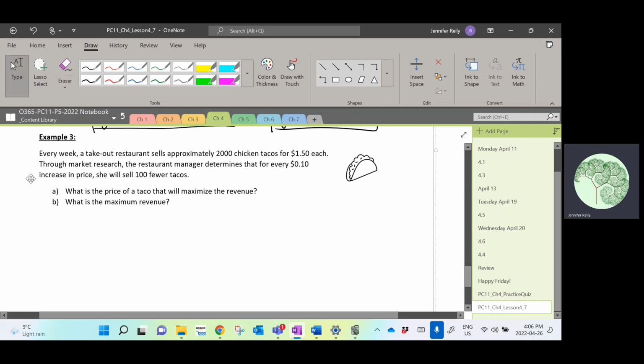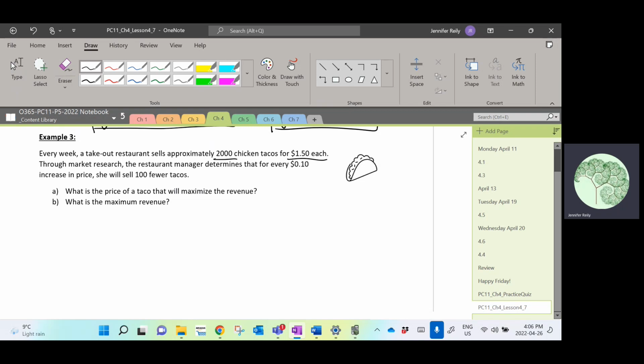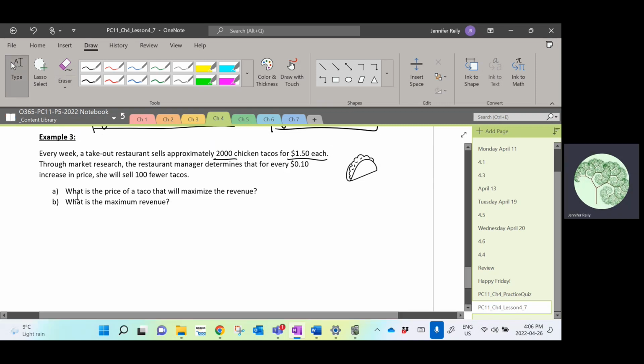So it says, every week a takeout restaurant sells approximately 2,000 chicken tacos for $1.50 each. Okay, sorry, 2,000, not 200. Through market research, the restaurant manager determines that for every $10 increase in price, she's going to sell less tacos, 100 fewer tacos. That makes sense. If you increase your price, less people will want to buy it. It says, what is the price of the taco that will maximize revenue?